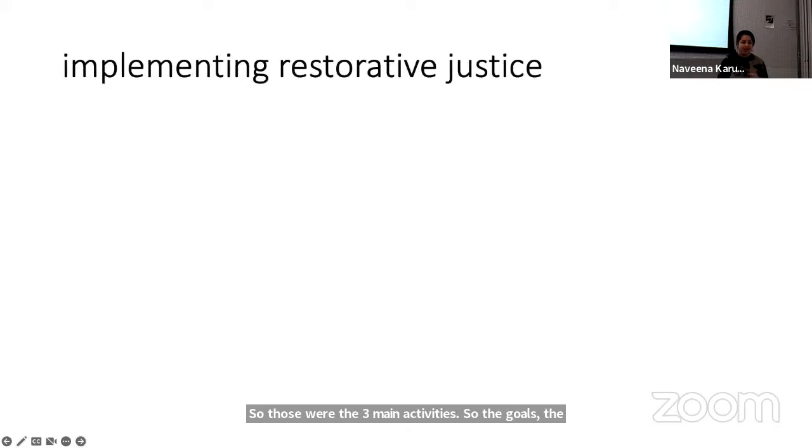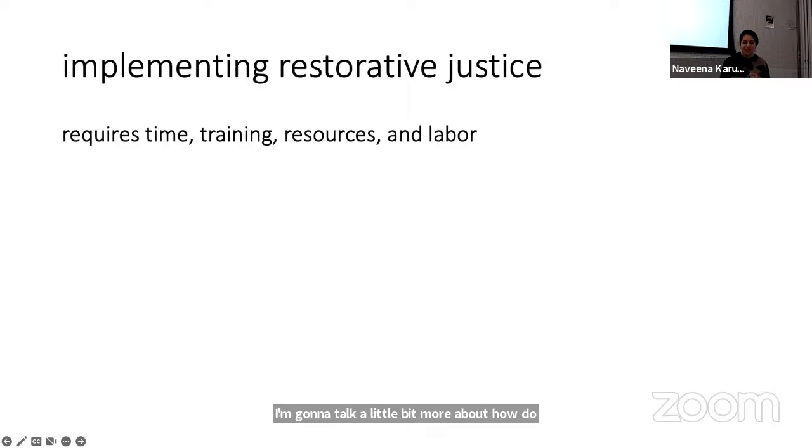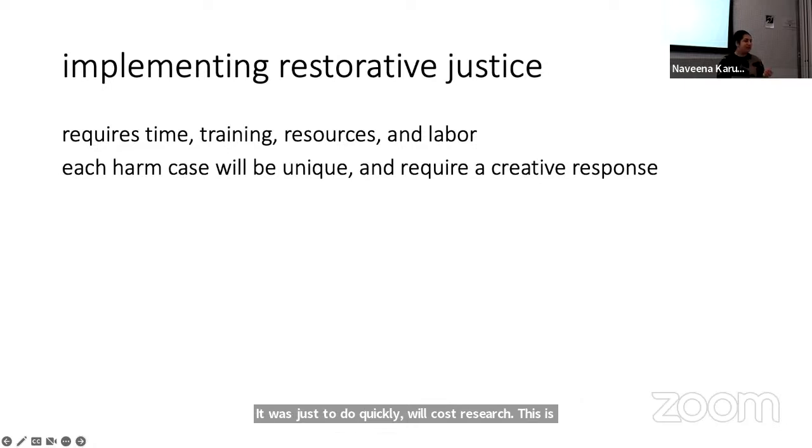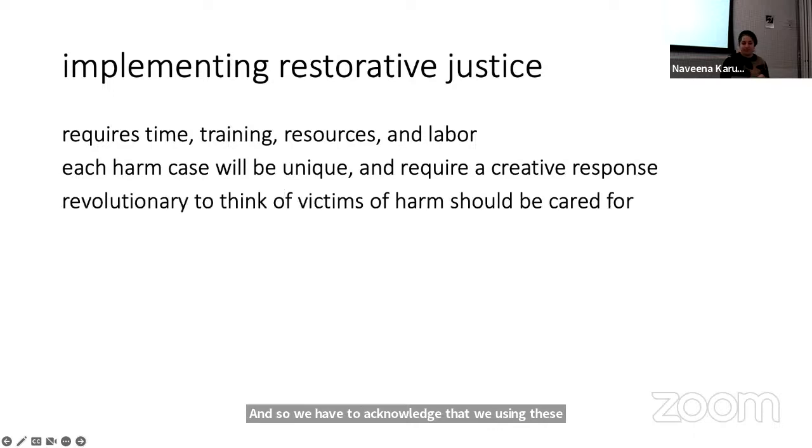I'm going to talk a little bit more about how do we actually implement all of this. And one thing that I want to flag that I think is really, really important and came up a lot in our work is that restorative justice requires time, training, resources, and labor. And this goes completely against what we strive to do in content moderation, which is to do things quickly, efficiently, and at minimal cost. Restorative justice just does not do that. And so we have to acknowledge that using these practices, each harm case is going to be unique. It will require a creative response.